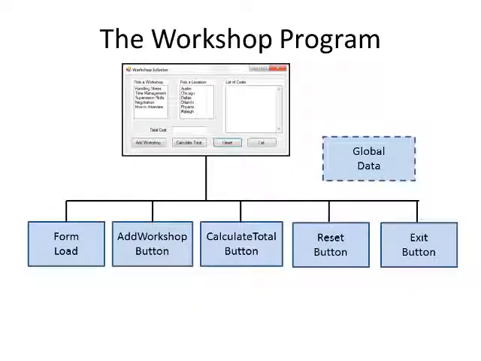Here is an organization chart for the workshop program. Starting off, I have my form. I also have my global data. The global data is something that can be accessed by anything in the program. The form load event handler gets activated when the form first loads. That's when the program first starts. I also have event handlers for add workshop, calculate total, reset, and exit.